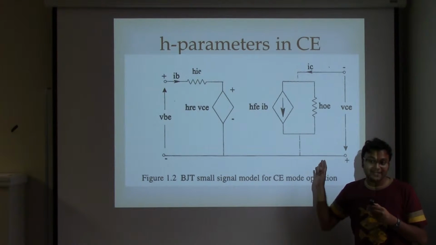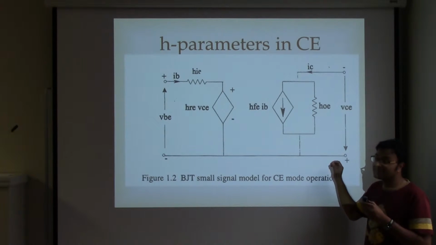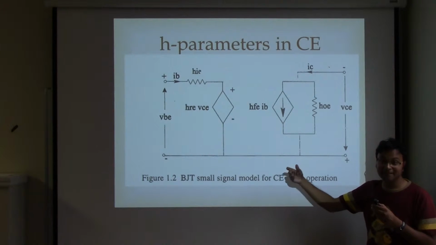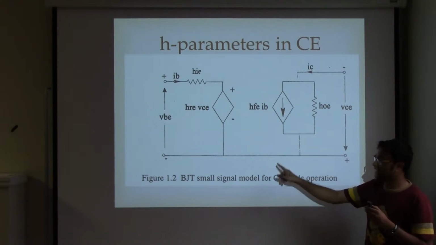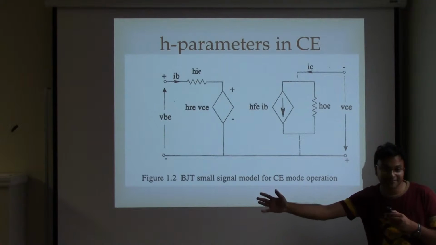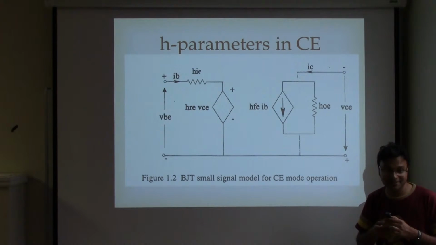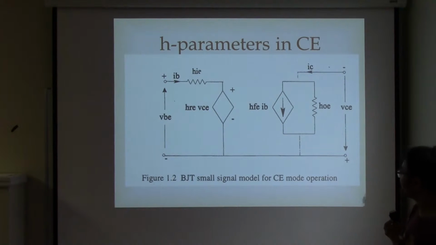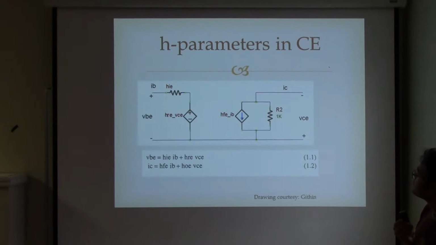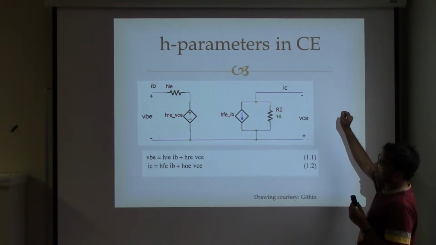So the H parameter has no meaning by itself. I can say, okay, H parameter means this, but instead you should look at the definition. Like H of something is given by an equation. If you just look at that equation, that voltage by that current, that's the H parameter. That's the easier way to understand. Now, let's see how the H parameter works in a common emitter configuration.